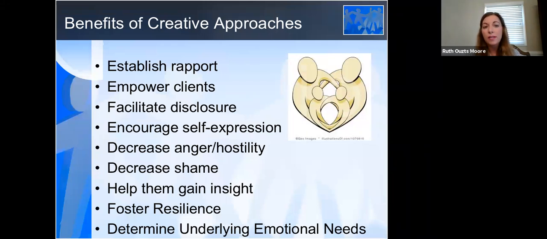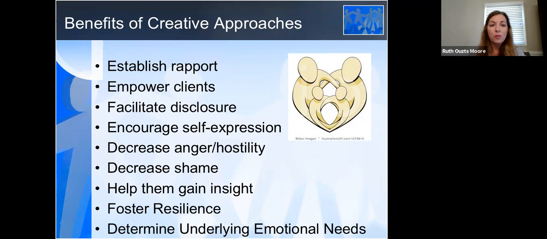First of all, it's a great way to establish rapport. I mean, think about what it would be like to walk in and tell a stranger about your first sexual experience. If I said right now, we're going to all share our first sexual experience with one another, probably a lot of you would drop off the call. But that would be something very difficult to share with another person, yet we expect clients to come in and share some of the deepest, most sensitive moments.